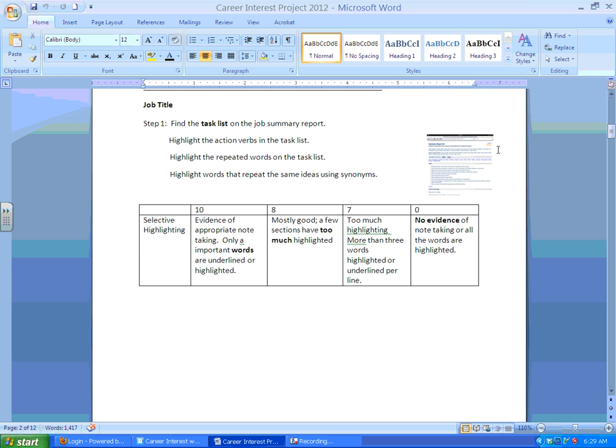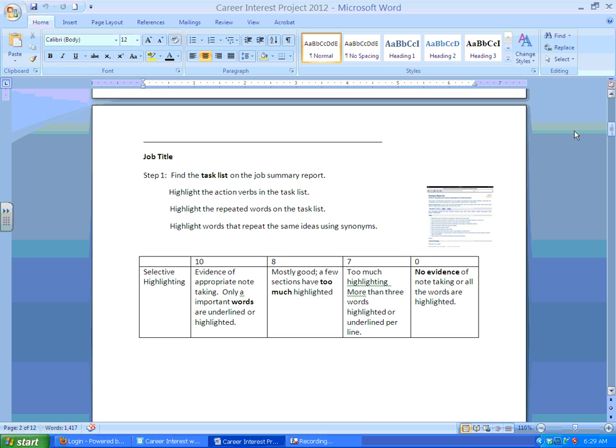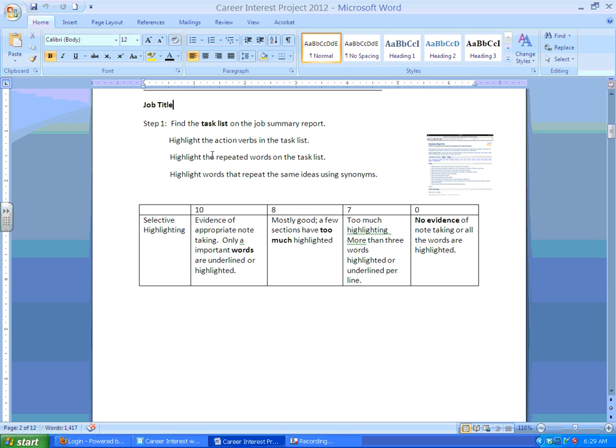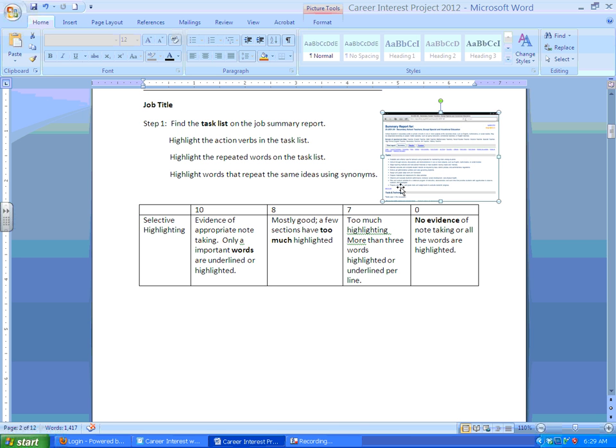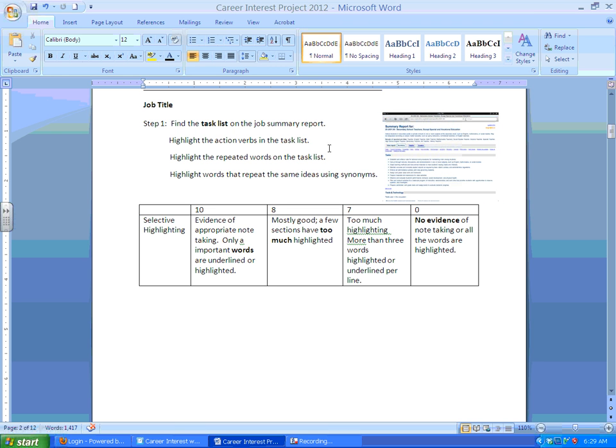The example that I'm using is for a graphic designer. So here I would write graphic designer. Notice that step 1 tells you to find the task list on the job summary report. The task list says tasks and it's a bulleted list. When you find that list, you're going to highlight the action verbs and the repeated words and the synonyms that appear on that list, and I'll show you that in a minute.